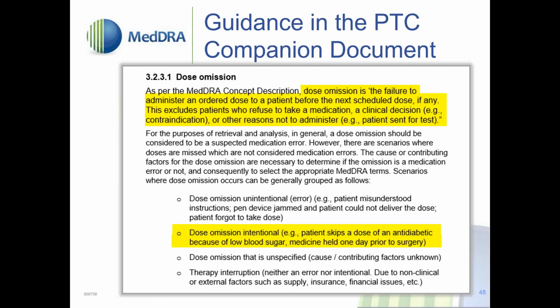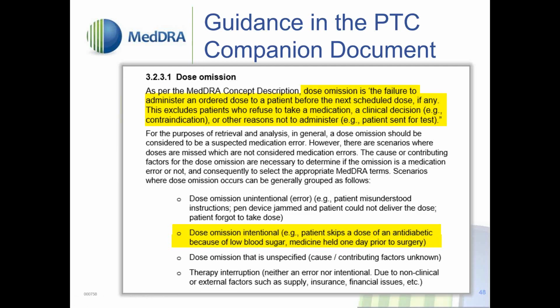This PT really has to be distinguished from dose omissions because it refers to scenarios where a therapy interruption takes place because of non-clinical or external factors such as drug supply, insurance, or financial issues. In our example, the patient made a conscious decision to omit several doses of her medication because of medical reasons. She intentionally omitted a few doses of her immunosuppressant because of exposure to COVID-19. And this represents an intentional drug misuse.